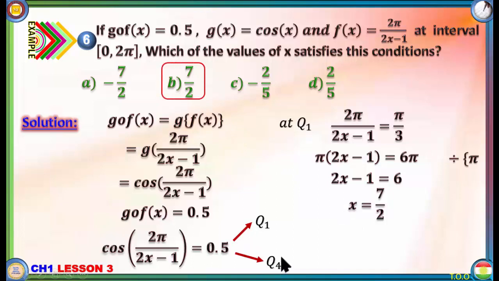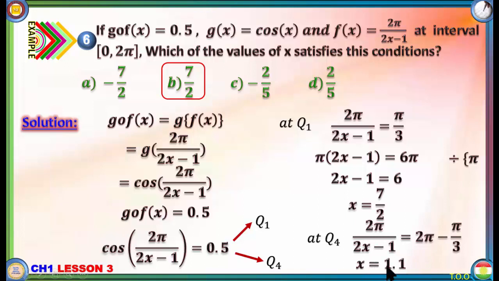Let us search for the second value at quadrant number 4. At quadrant 4, the value of the angle 2 pi over 2x minus 1 is equal to pi minus pi over 3. By simplifying this equation, x is equal to 1.1. We have this value here. That means B is the correct answer.